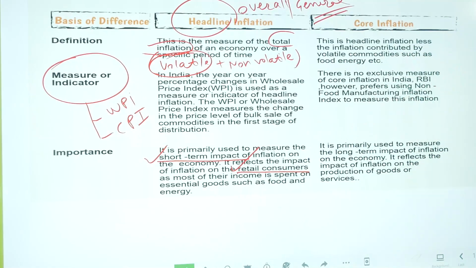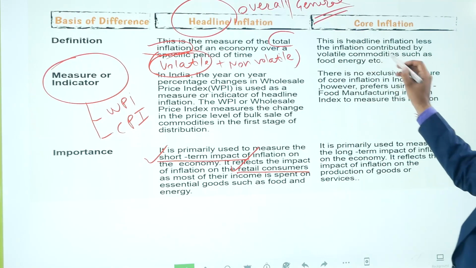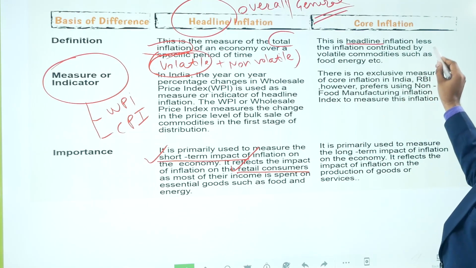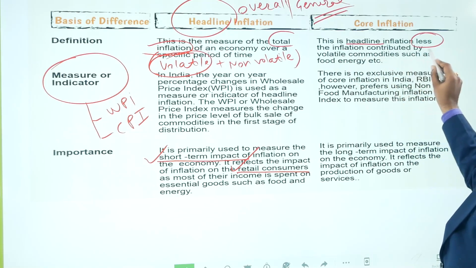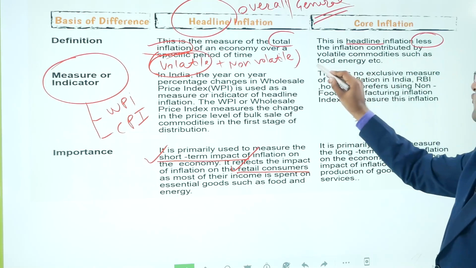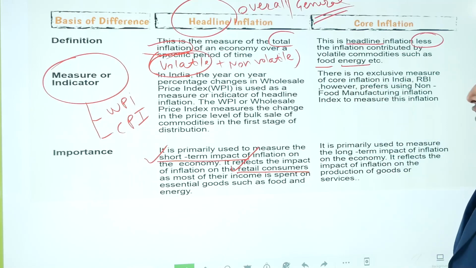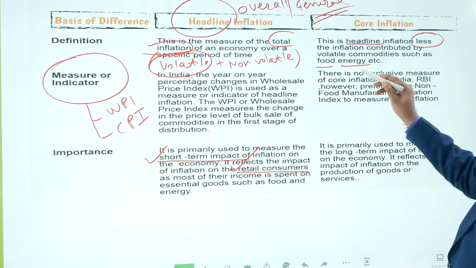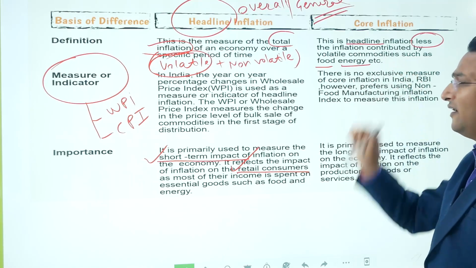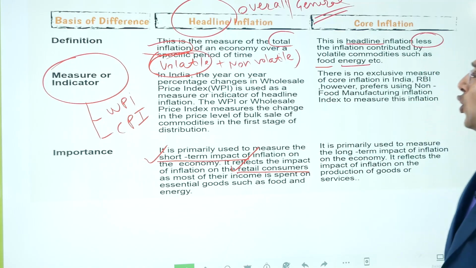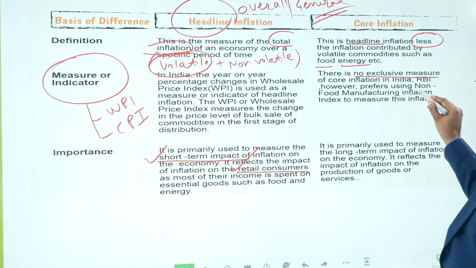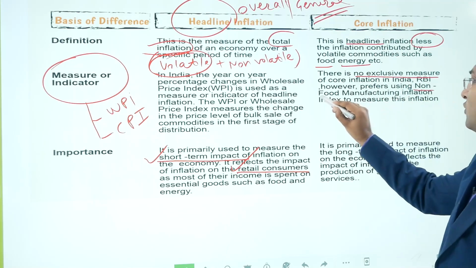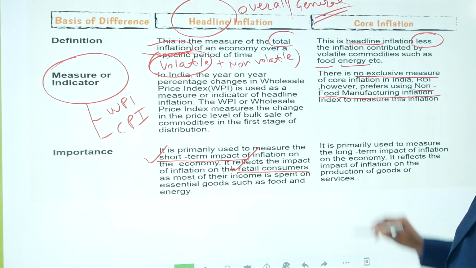Another is core inflation. The core inflation is basically the headline inflation reduced by or less the inflation contributed by volatile commodities such as food and energy products. So when we eliminate the impact of the food prices and energy prices, then this is called core inflation. And there is no exclusive measurement, but RBI calculates non-food manufacturing inflation index to measure this inflation.